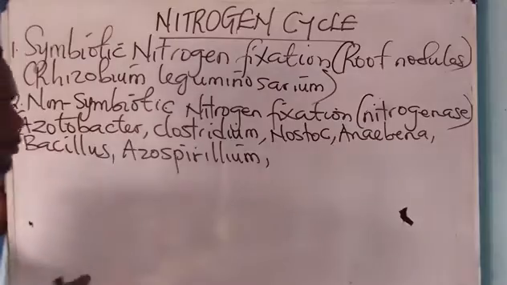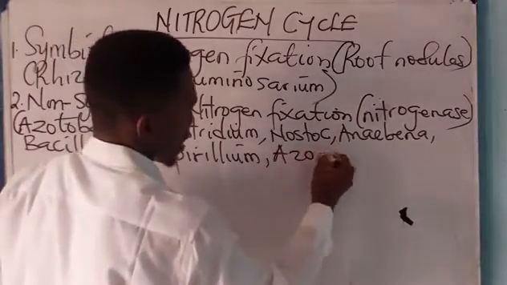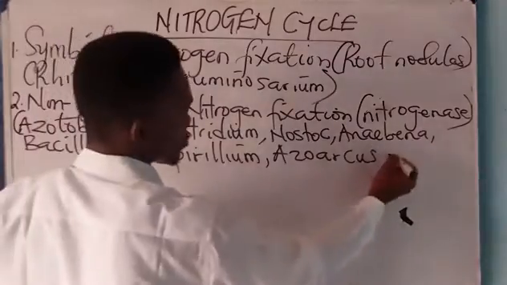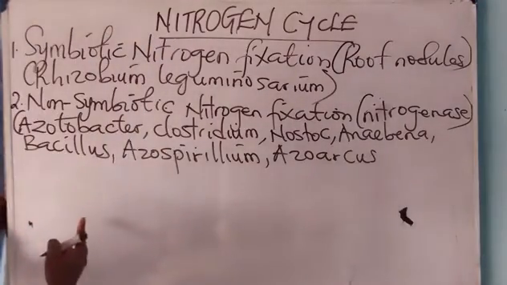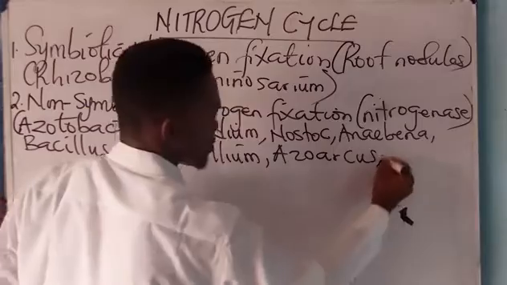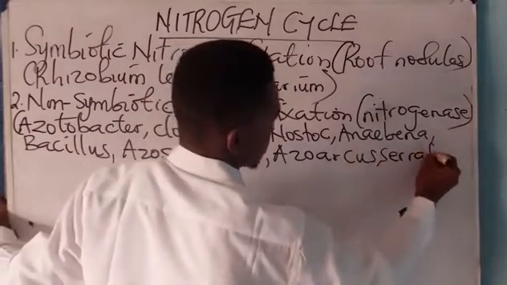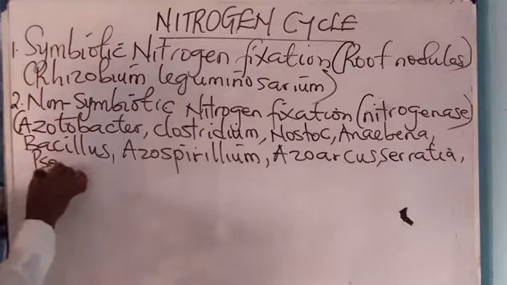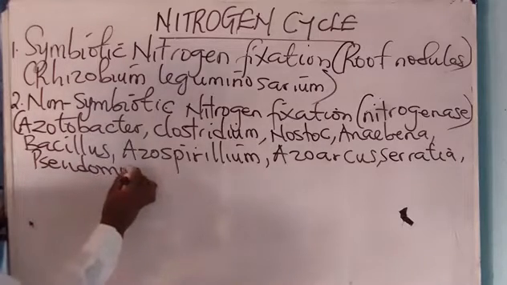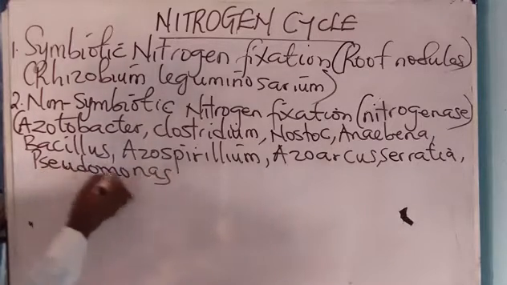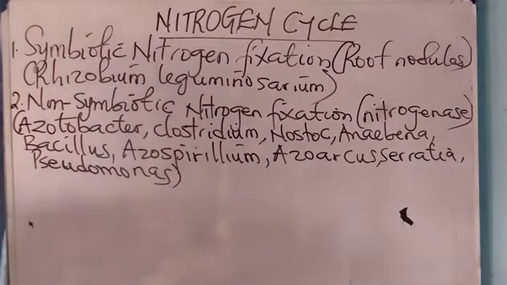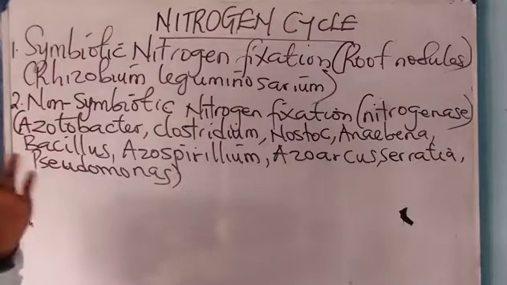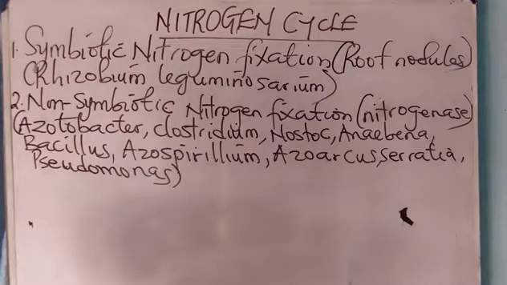All right, Azospirillum, Azoacus. All of these are examples of what? Hope Azotobacter is there, Clostridium there. So good. Serratia, Pseudomonas. All of these are examples of what? Non-symbiotic nitrogen fixing bacteria. All right, they are just found living freely in the soil.